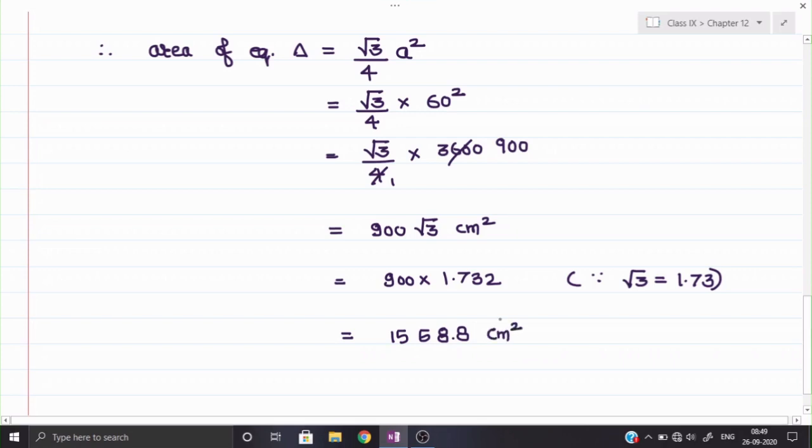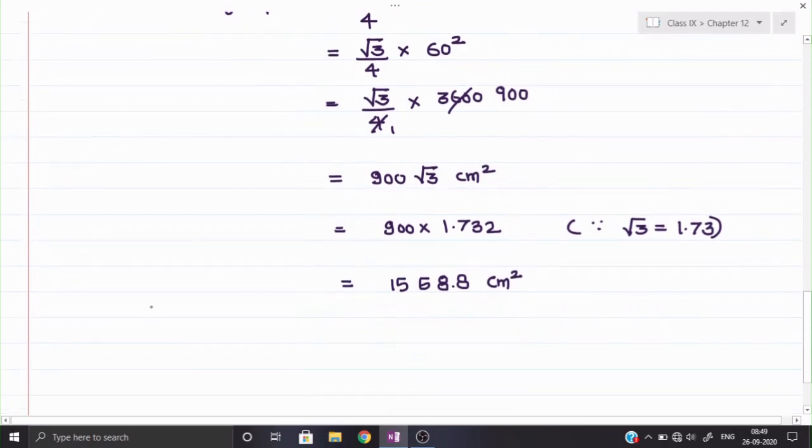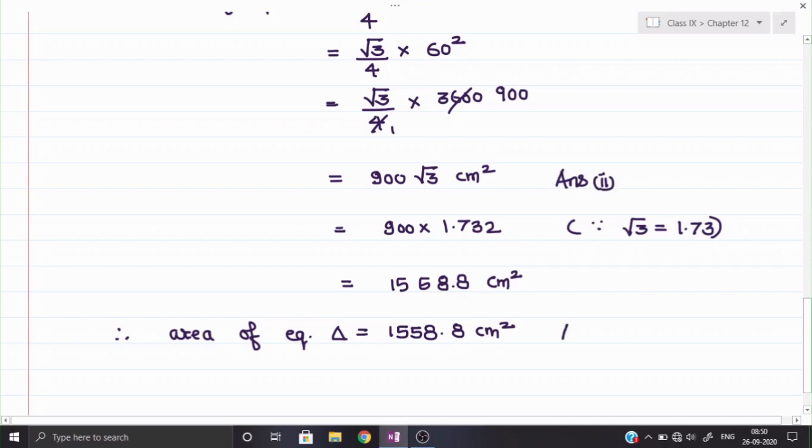Now since it is in decimal, it is approximately found. Okay, so we can say that therefore area of equilateral triangle would be 1558.8 centimeter square. Otherwise this can be also your answer. Okay, or if it is mentioned to find out the answer up till one place or two place of decimal, then this should be also your answer.